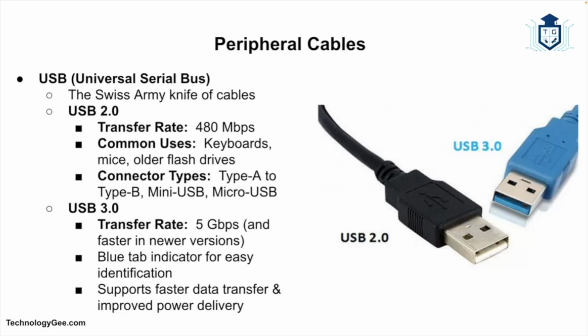You have what is called USB 3.0. It has a 5 gigabit per second transfer rate, and it's faster with newer versions. And this usually has a blue tab on it to indicate it's USB 3.0. And basically, this supports faster data transfer and better power delivery.